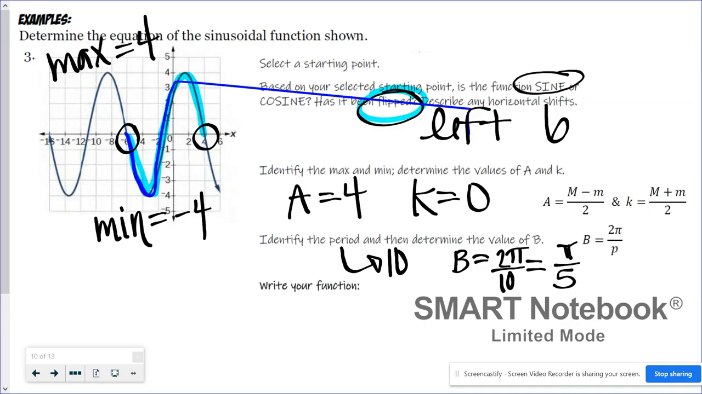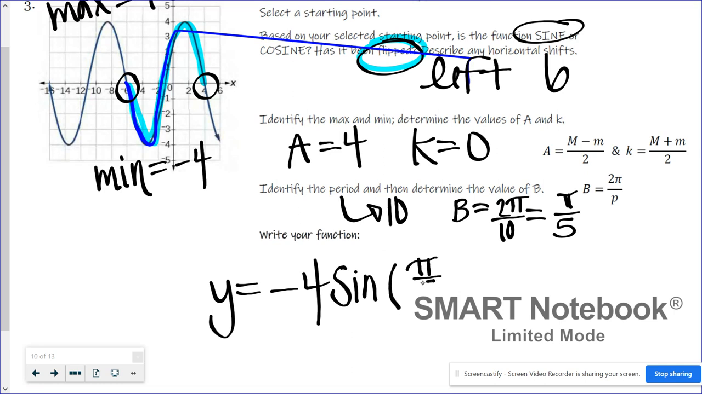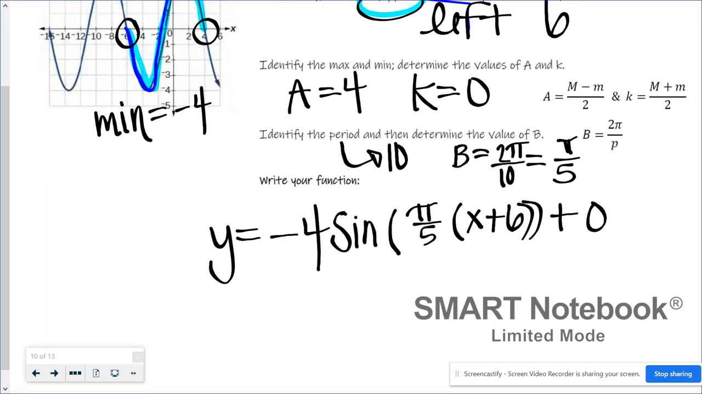So now I'm ready to write my function, okay? So I'm going to have y equals, and it was flipped, so negative, and then my A value is 4. And then this was a sine function based on my starting point. So sine. And then in parentheses, first I'm going to have my B term. So my B term is pi over 5. And then I had a horizontal shift. So x plus 6 is that shift to the left 6 units. And then k is 0, so writing plus 0 is optional. But that would be my function, right, for my starting point.